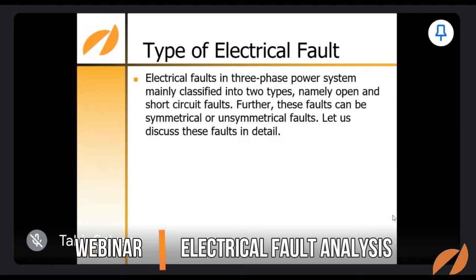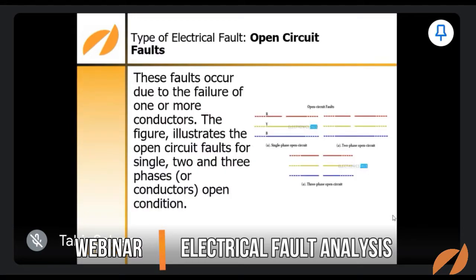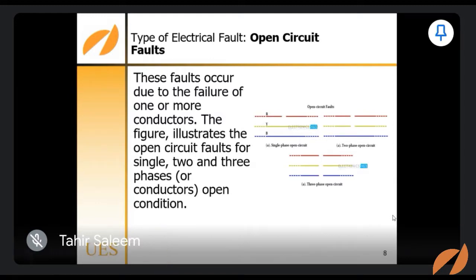Electrical faults in a three-phase power system are mainly classified into two types, namely open circuit and short circuit faults. Further, these faults can be symmetrical or unsymmetrical faults. Let us discuss these faults in detail. The first is the open circuit fault. These faults occur due to the failure of one or more conductors. The figure illustrates the open circuit fault for single, two, or three phase conductors in open condition.